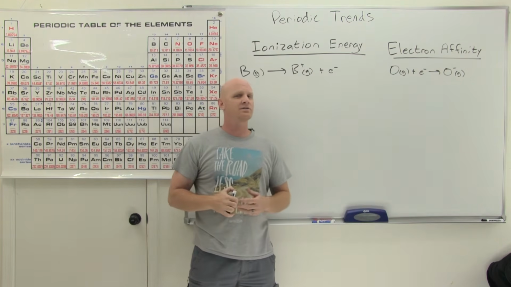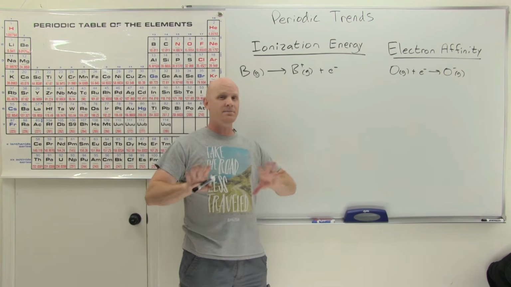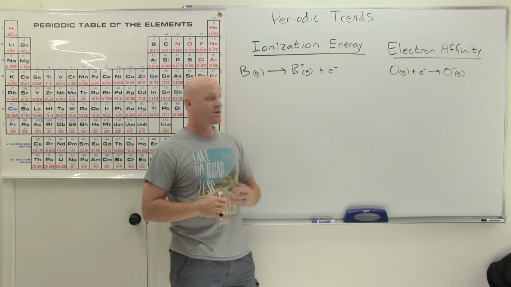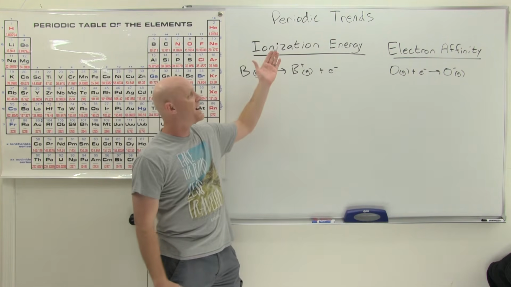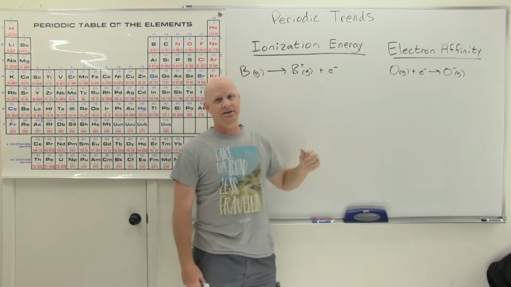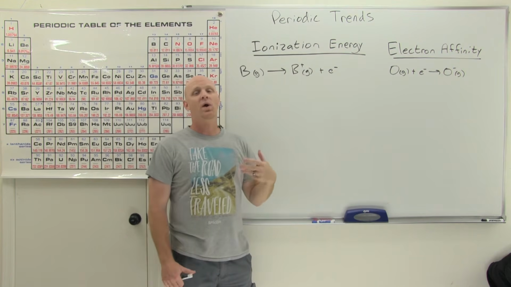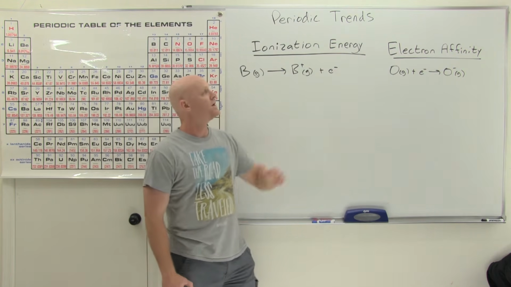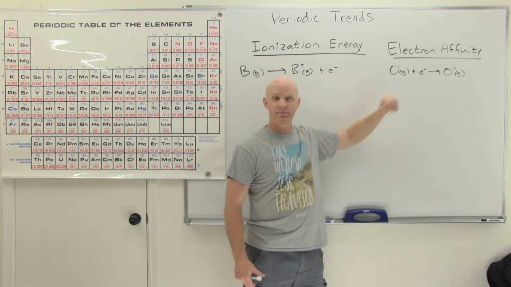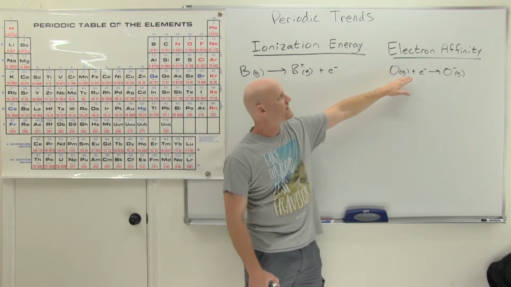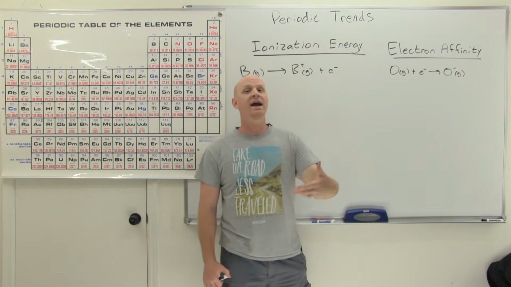All right, we're going to move on to talking about the last two trends. We're going to talk about them in parallel since they're related to each other. They're opposites, it turns out. So we've got ionization energy and electron affinity. Ionization energy is the energy required to remove an electron from an atom, whereas electron affinity, think of affinity meaning like loving electrons, is the energy change associated with gaining an electron.